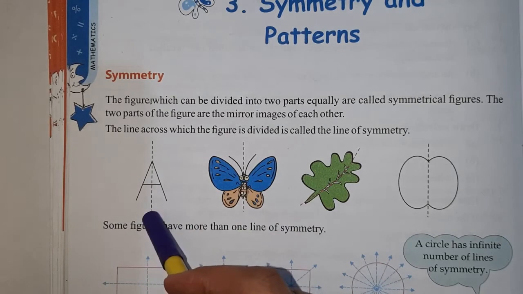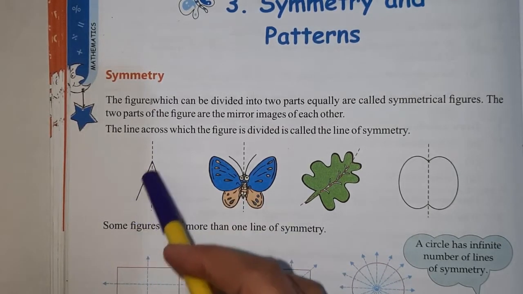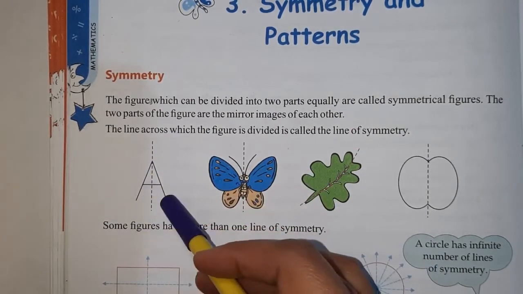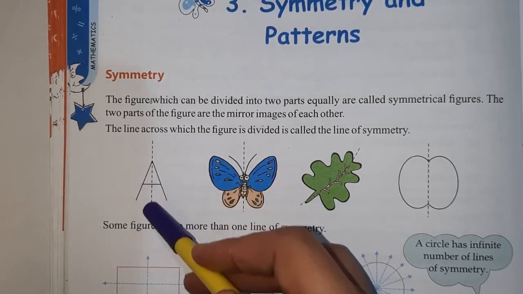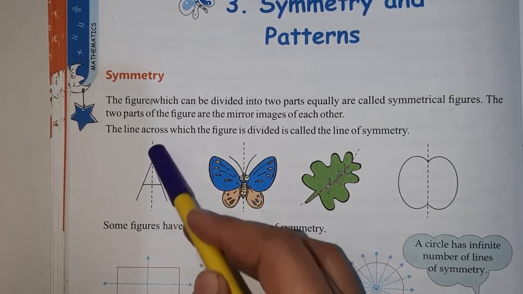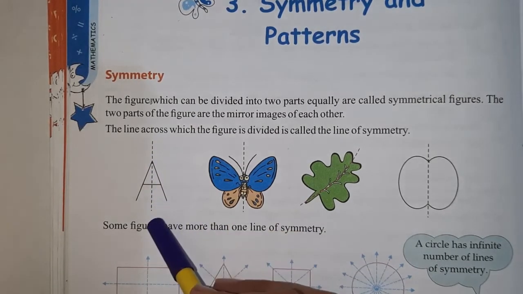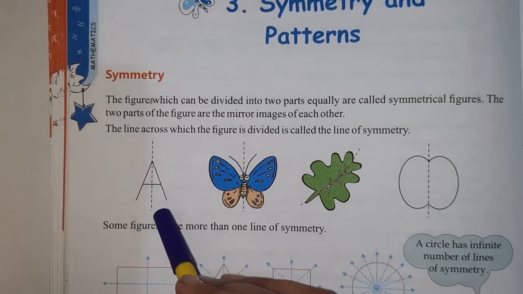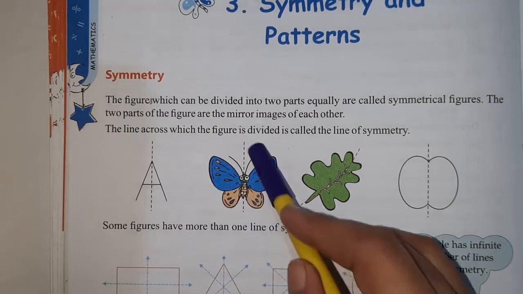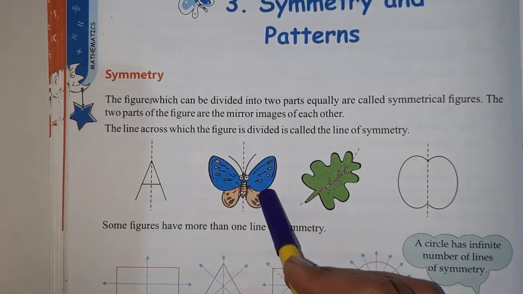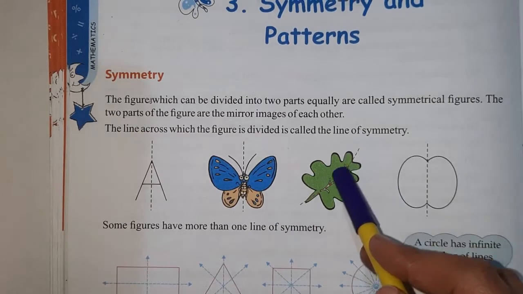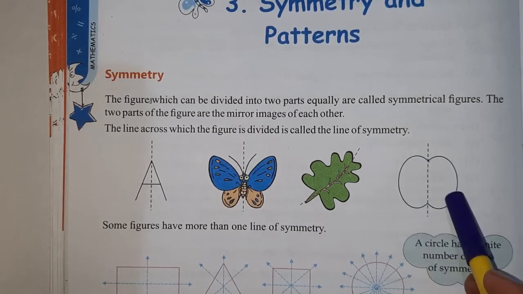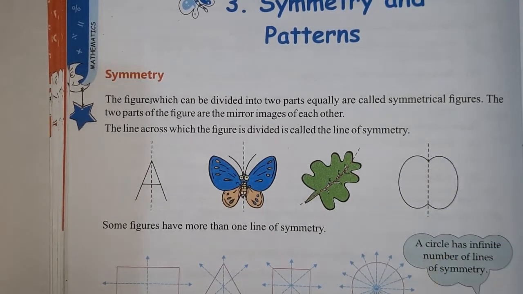This line across the figure is known as line of symmetry. And this portion is same as this portion, means left and right are same. And the figure is divided into two equal parts across this line. So this line is known as line of symmetry, and it is drawn as a dotted line. The line should always be dotted. Like this, the butterfly is divided into two equal parts. Here also, the leaf is divided into two equal parts. And this figure also is divided into two equal parts across the line of symmetry.